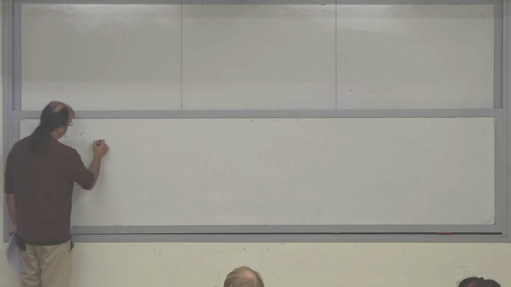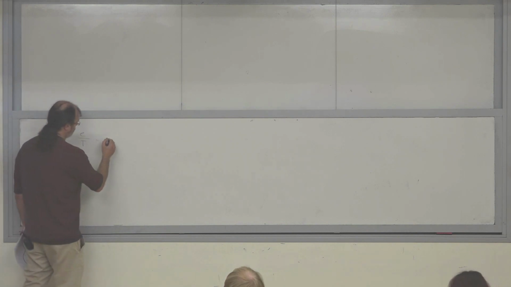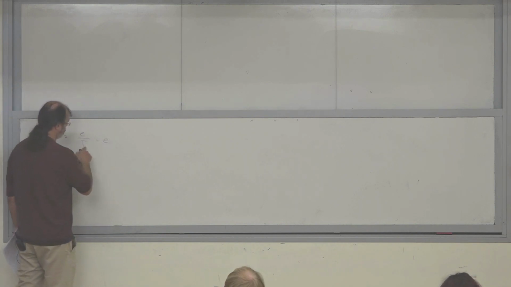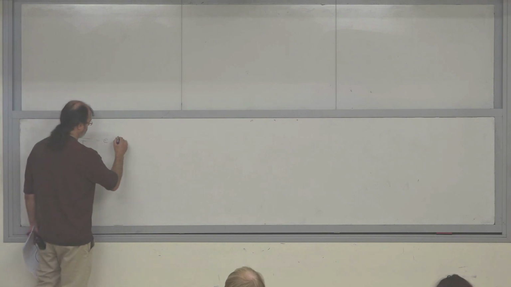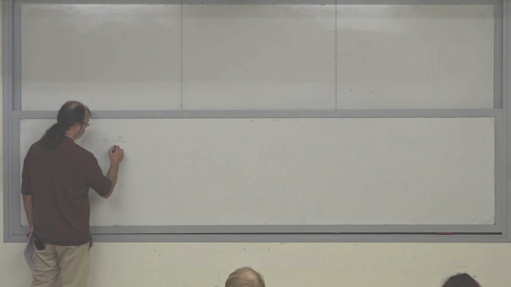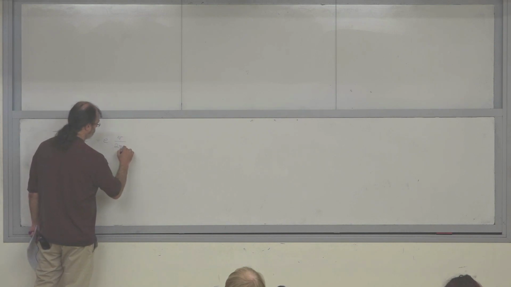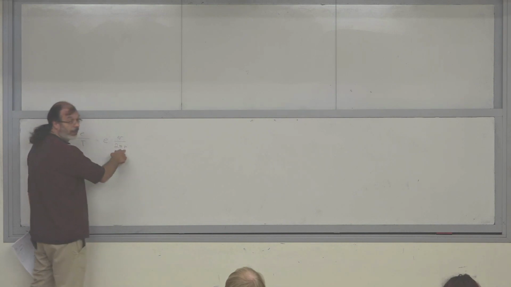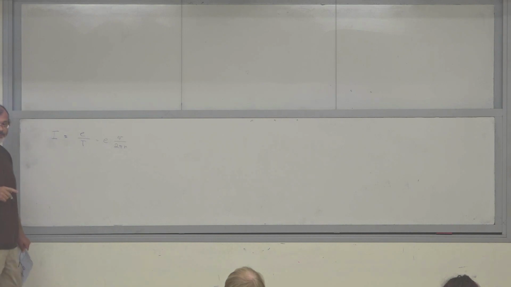So this time can be written differently. The current is the charge of the electron multiplied by the velocity of the electron on the orbit divided by the length of the orbit. The length of the orbit is equal to 2 pi multiplied by the radius of the orbit.